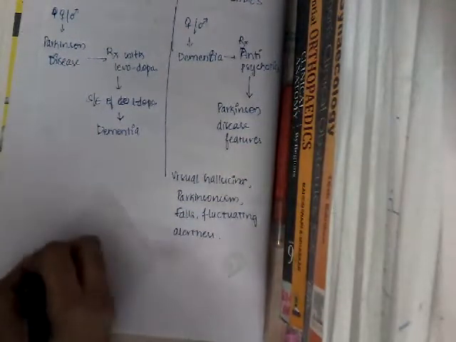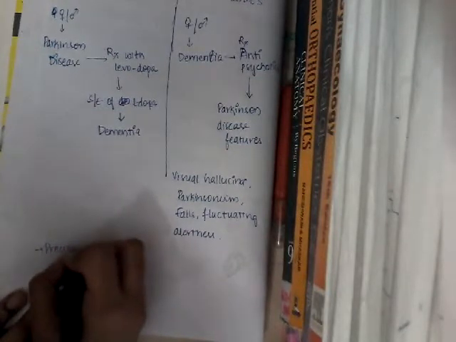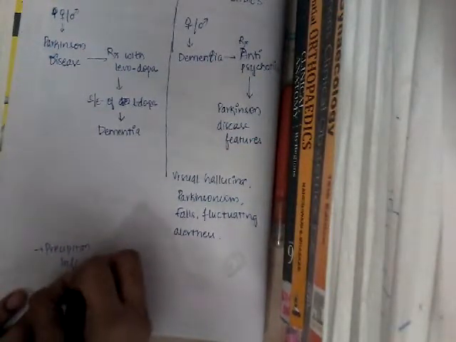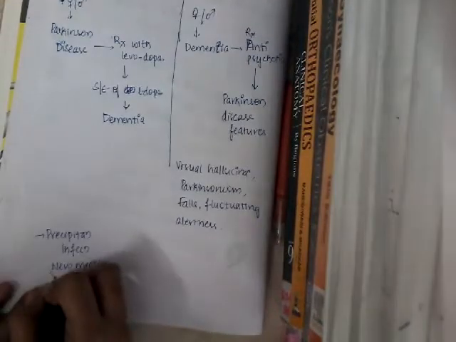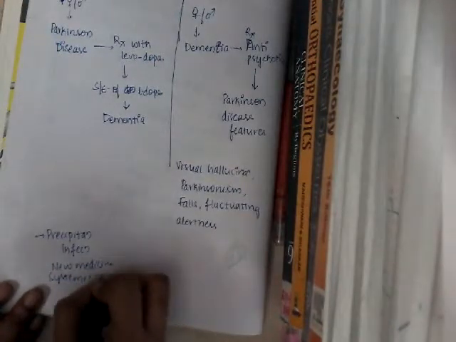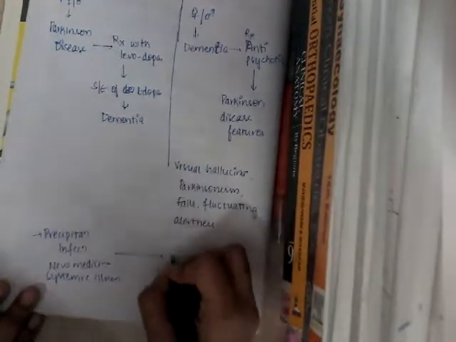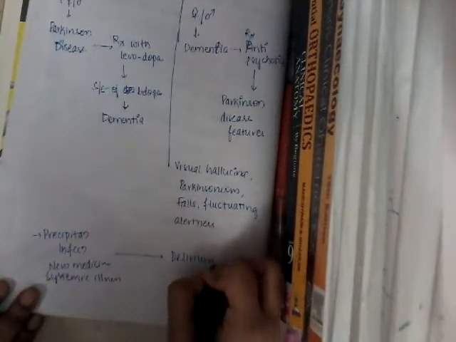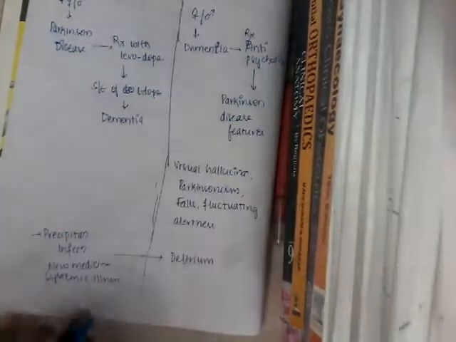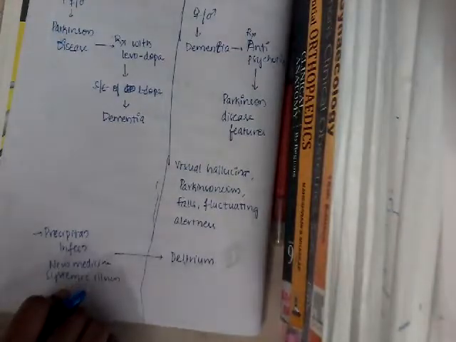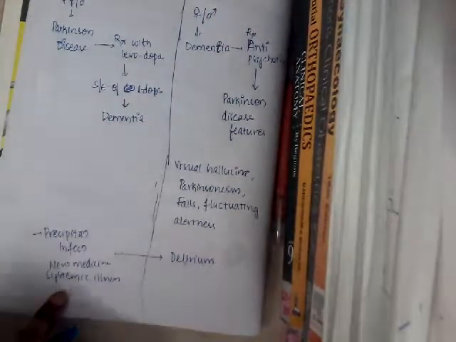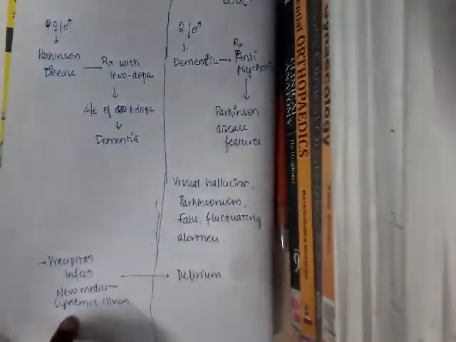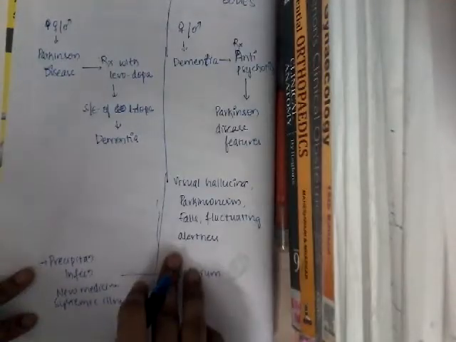In both these diseases, whenever there is a precipitant, like infection or new medicine or some systemic illness, in such situations they may develop delirium as the first manifestation. So this might occur. And then after this delirium, they develop other features.